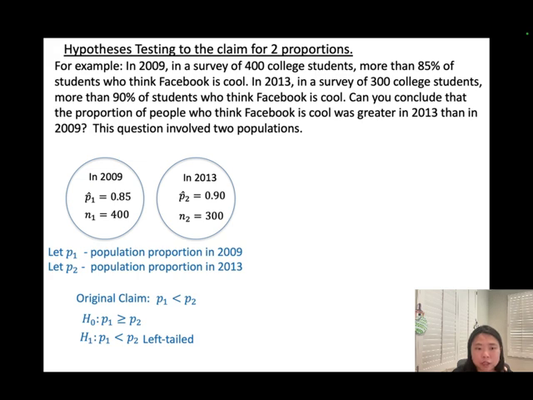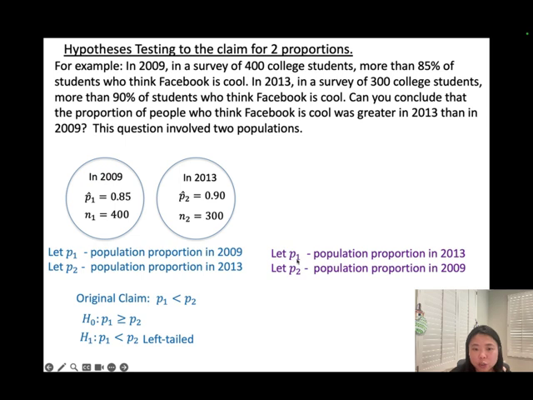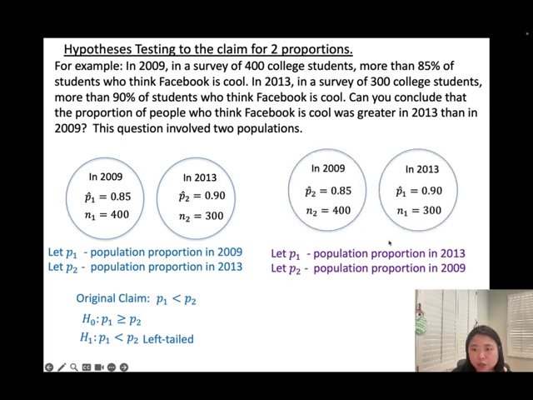Some students may let P1 be the population proportion in 2013, and P2 the population proportion in 2009. So my picture is going to look like this: for 2009, I have a p2 hat of 0.85 and n2 of 400, and 2013 becomes the first population.